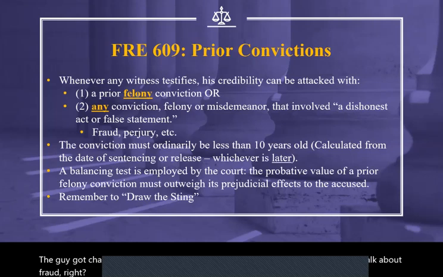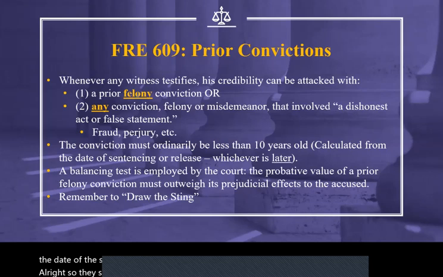So you committed fraud before, right? And that's when you tell somebody one thing and then something else is actually true. Isn't that true? So you kind of just follow that up. Now, as I said before, ordinarily it's going to have to be less than 10 years old, calculated from the date of the sentencing or release, whichever is later, right? So if they spend 5 years in prison, you get an extra 5 years.